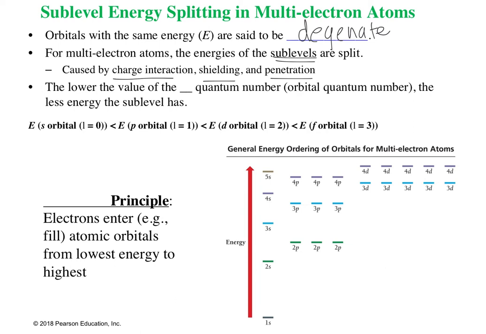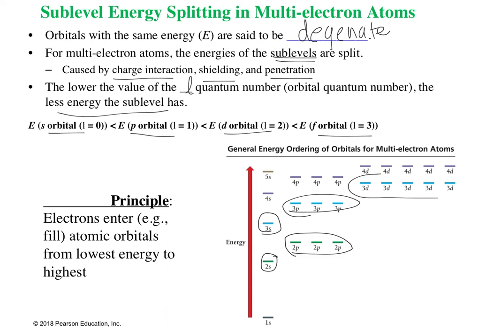And so the lower values of the l quantum number, so s and p orbitals, tend to have lower energy, which we talked about earlier. So an s orbital has lower energy than a p orbital, which has lower than a d and an f. And so you'll see that here we have our 2s, and then our 2p has higher energy. 3s is lower than 3p, than 3d. 4s, 4p, 4d, and then 4f would be even higher.